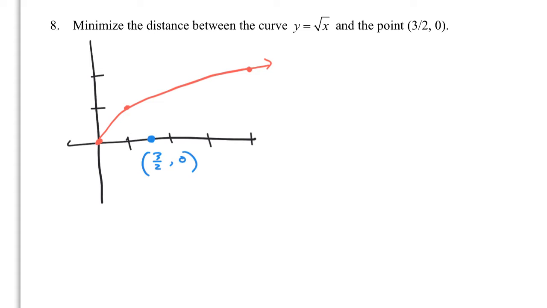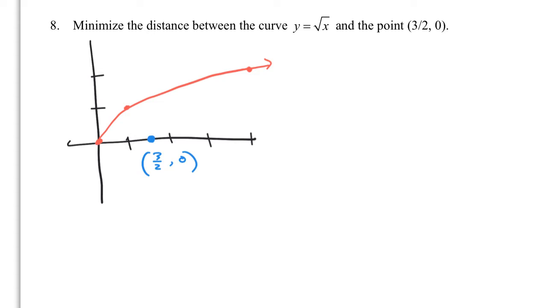Hey everyone, in this video I want to work through number 8 in your packet, and I'm going to go kind of quickly through it, so if you need to pause at some point to get caught up, make sure you do that. The idea here is we're trying to minimize the distance between the curve y equals square root of x, that's the red graph, and the point 3/2 comma 0.